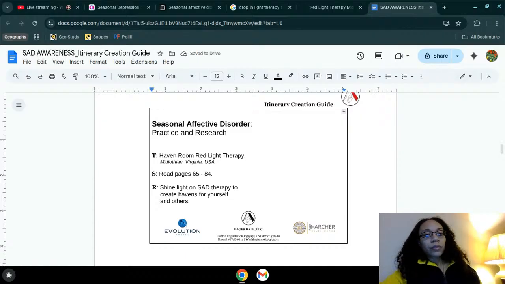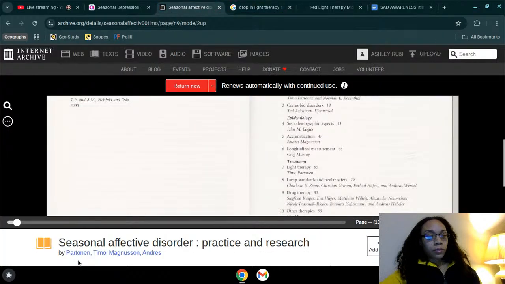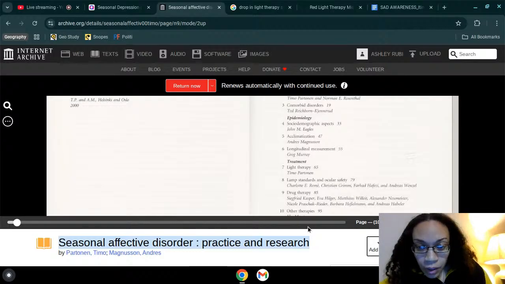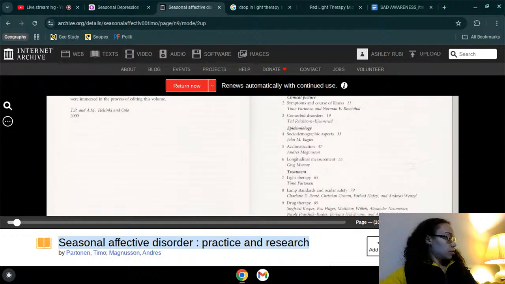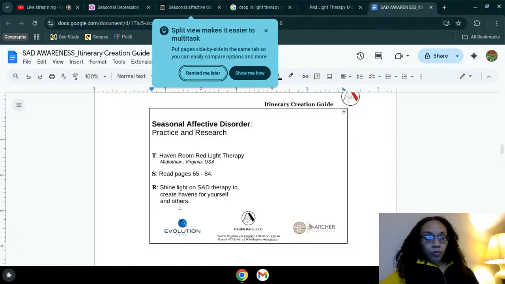All right, so that's the end of it for today. We have a little bit of time, so I'm just going to go ahead and find an image of the cover of the book. I could say pages 65 to 85, or say read chapters 7 and 8.